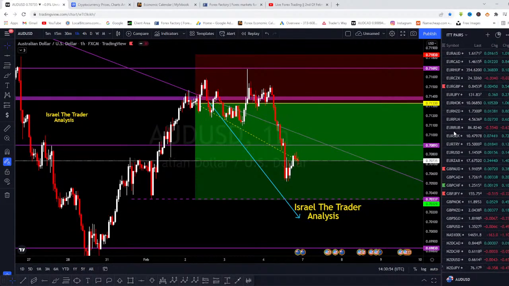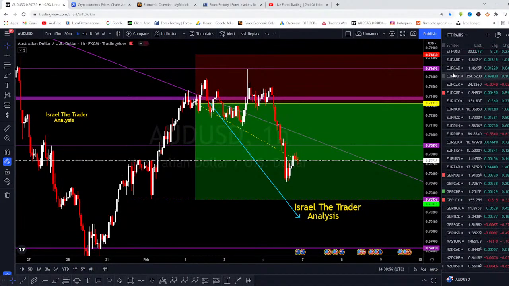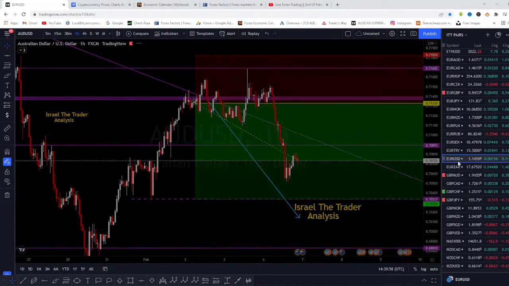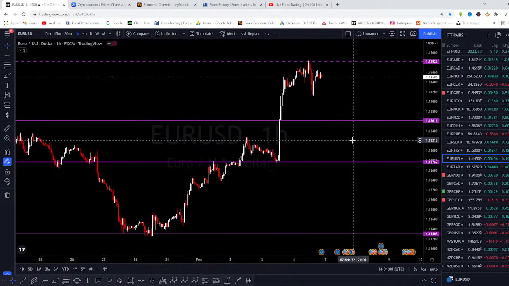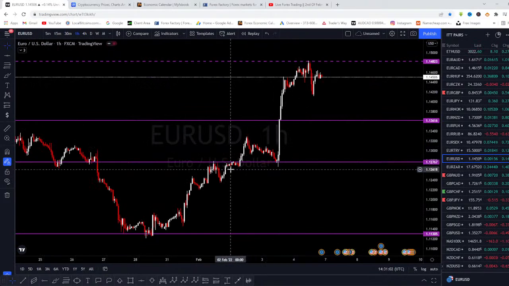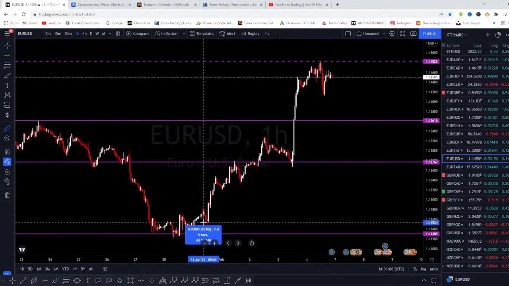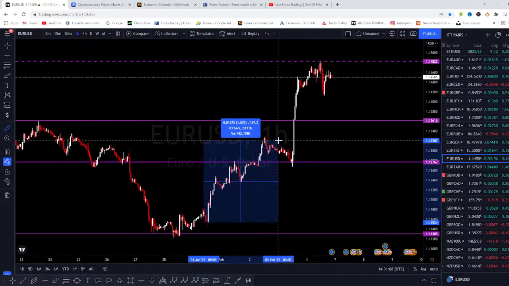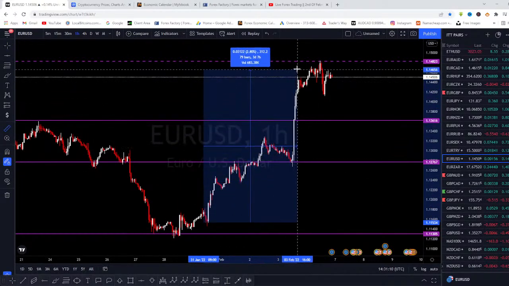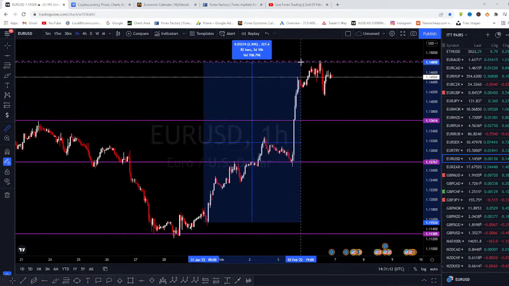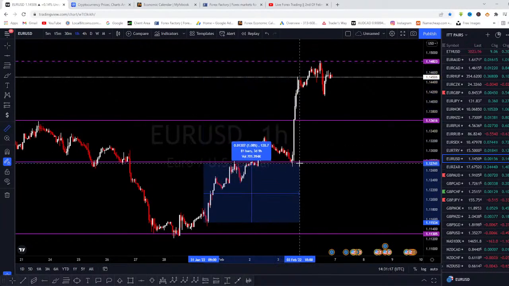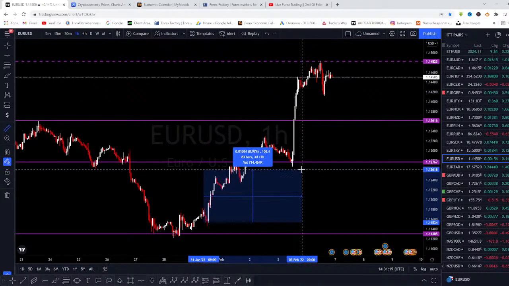I don't know if I still have that setup, but let me check it out. Euro USD. Okay, I don't actually have that setup on Euro USD right now, but we took a buy somewhere around here. Had we held our trade, you can see we could have taken almost 320 pips, but we just took about 100 pips. Yeah, it was 100 pips that we took on that particular trade, right?